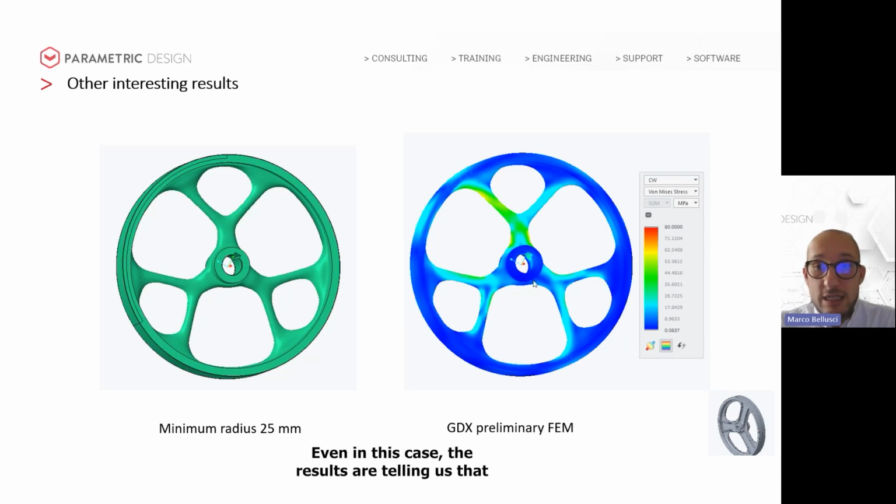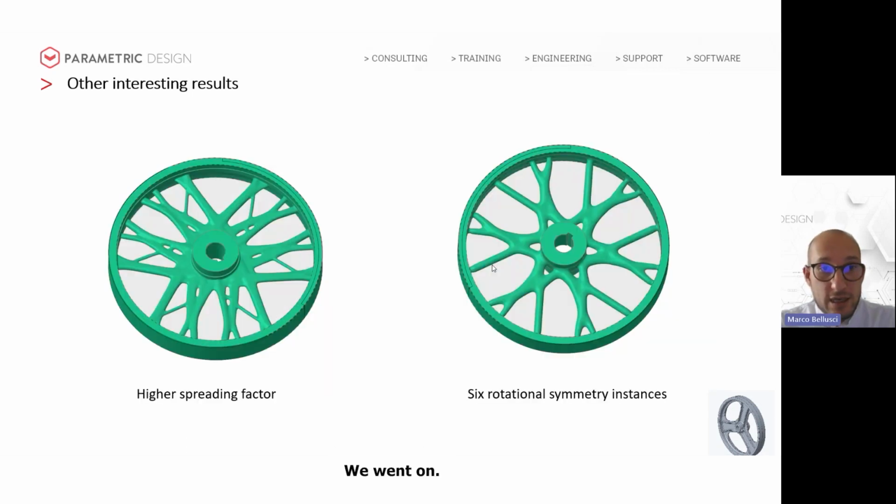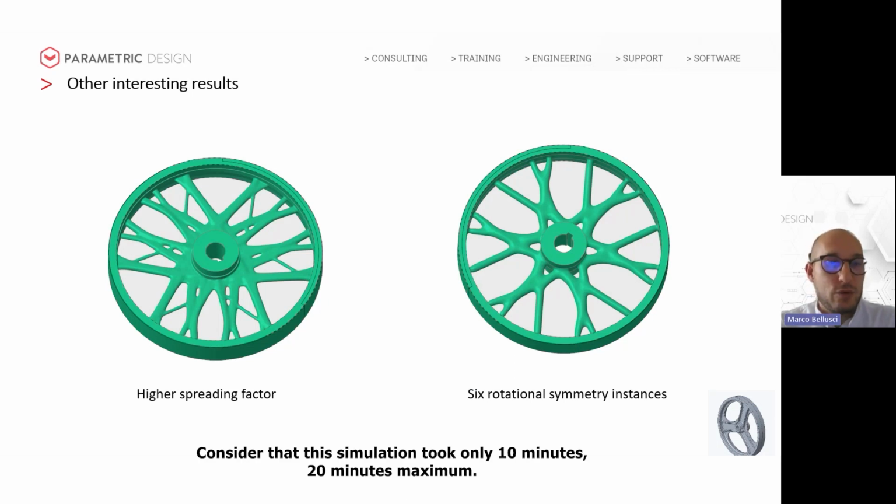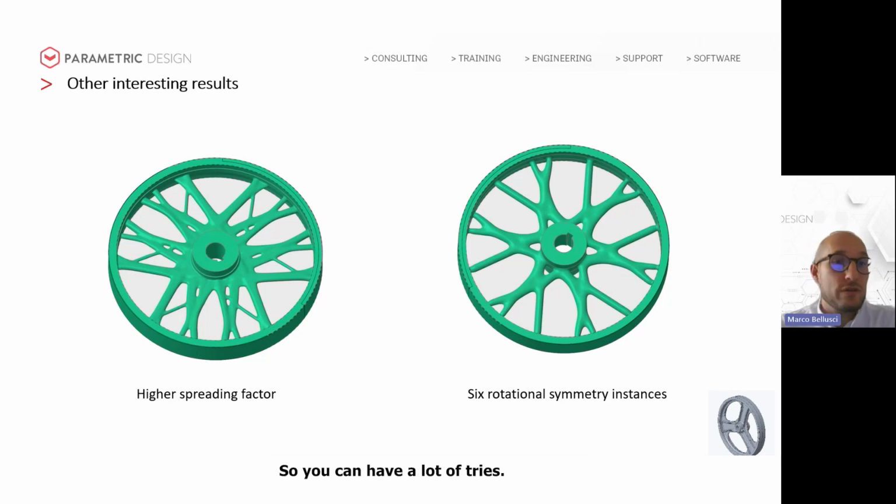Even in this case, the results are telling us that this is a design with good mechanical performances. And we went on, considering that the simulation took only 10 minutes, 20 minutes maximum, so you can have a lot of drives.